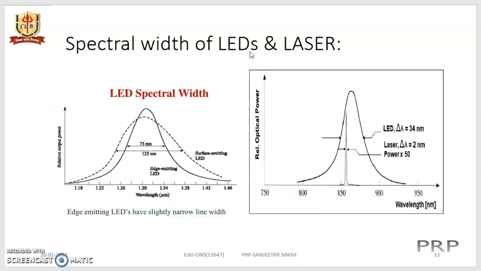Next, the spectral width of LED and laser, and the two types of LED, the edge emitter LED and the second one, the surface emitter LED. Here the edge emitter is narrower as compared to the surface emitter LED, and this is the LED and laser spectral width, where we find the laser is having a narrower, more focused light produced.